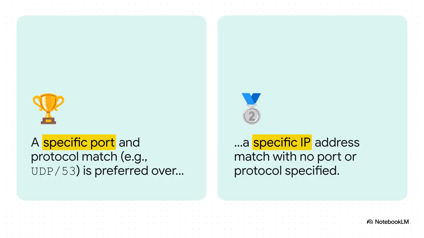Okay, this next part is super important. We need to understand how the SSR decides which service a chunk of traffic belongs to. It is a very specific order of operations. Think of it this way. A rule that matches the exact port and protocol, like, say, UDP port 53 for DNS, that rule will always win over a more general rule that only matches an IP address. Getting this hierarchy is key because it makes sure your traffic gets classified correctly.